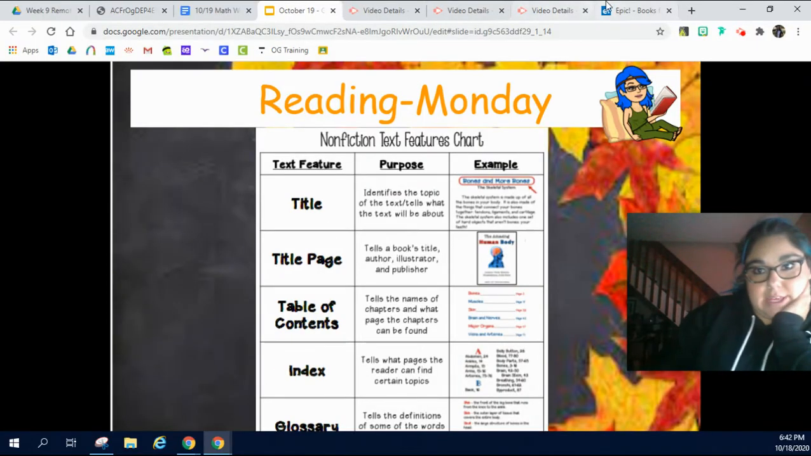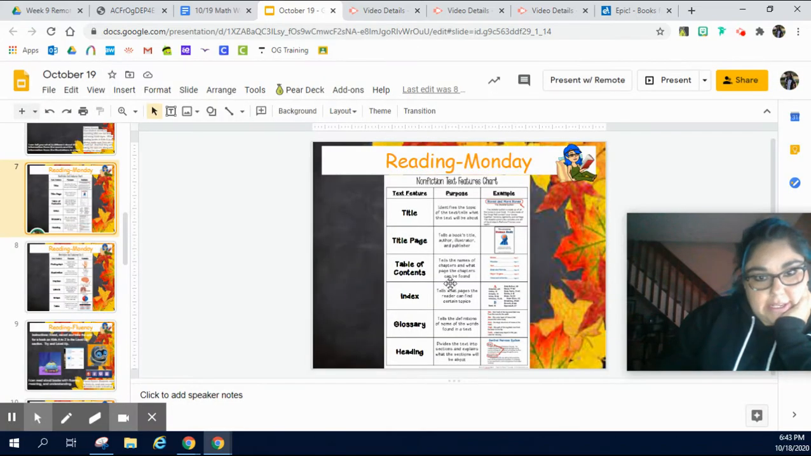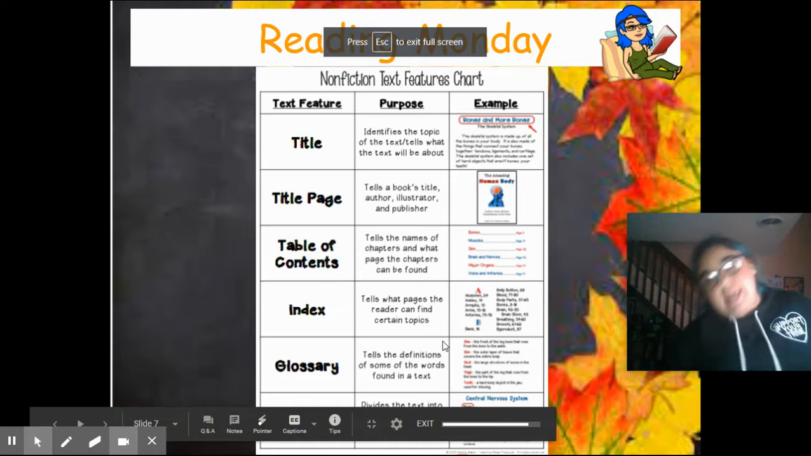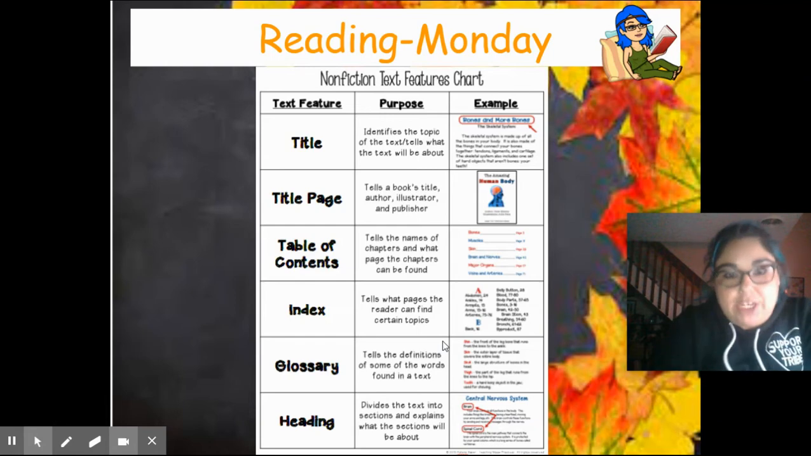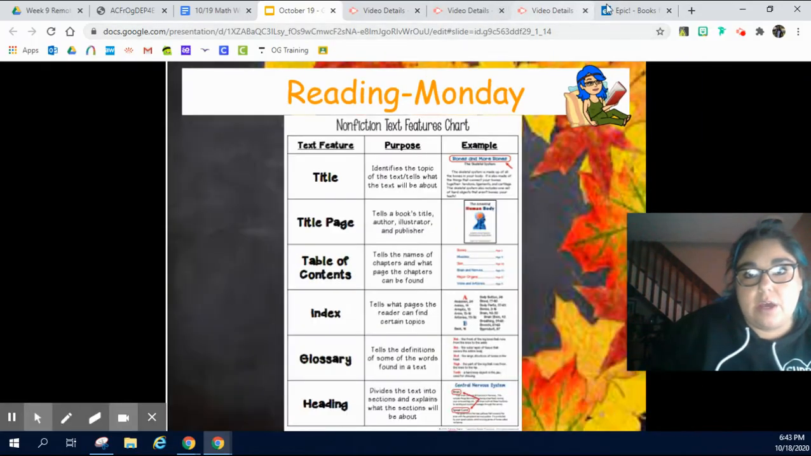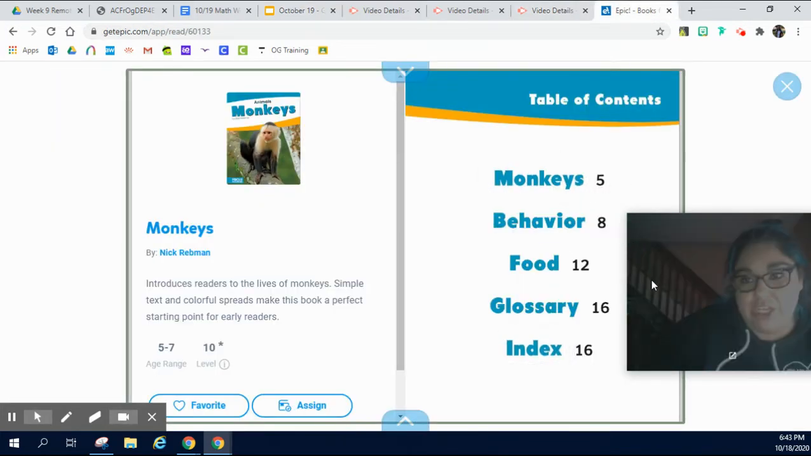Now let's look at this book in Epic. This is the title page. It tells the title, who it's by, and a few other things, okay? Then we go back to here and we see that there's the table of contents. The table of contents tells the names of chapters and what page the chapters can be found on, okay? So let's look at our book in Epic. This is the table of contents. It tells us what page each thing is on, okay?